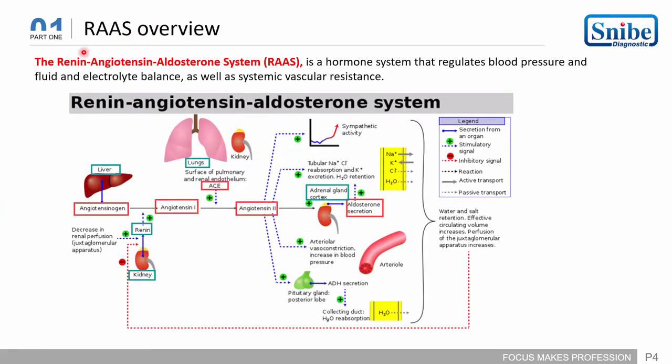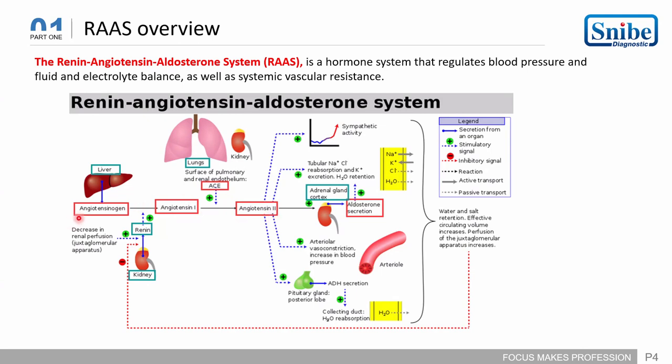So what is the RAS? Basically, RAS is the renin-angiotensin-aldosterone system. It's a hormonal system which regulates blood pressure, fluid, and electrolyte balance. The liver releases angiotensinogen, which is then converted into angiotensin 1 and then angiotensin 2.